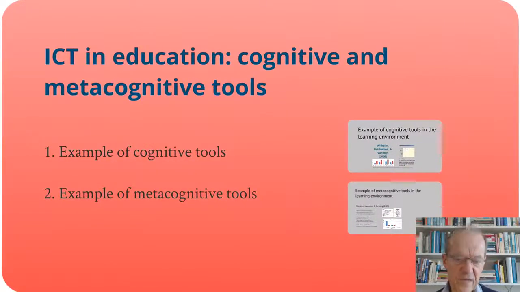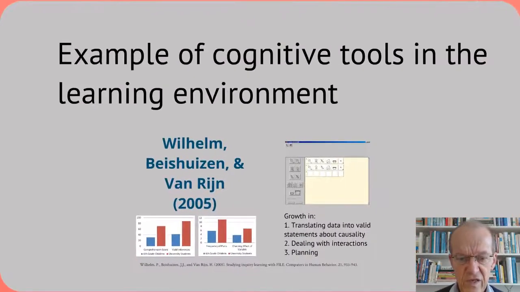Two examples, basically. The first one is the emphasis on cognitive tools, and the second one on metacognitive tools. The first example is, in fact, a study in which I was involved myself as a supervisor. It was the PhD project of Pascal Wilhelm, one of my PhD students. A very enjoyable project, I must say. Hendrik van Rijn was also involved.